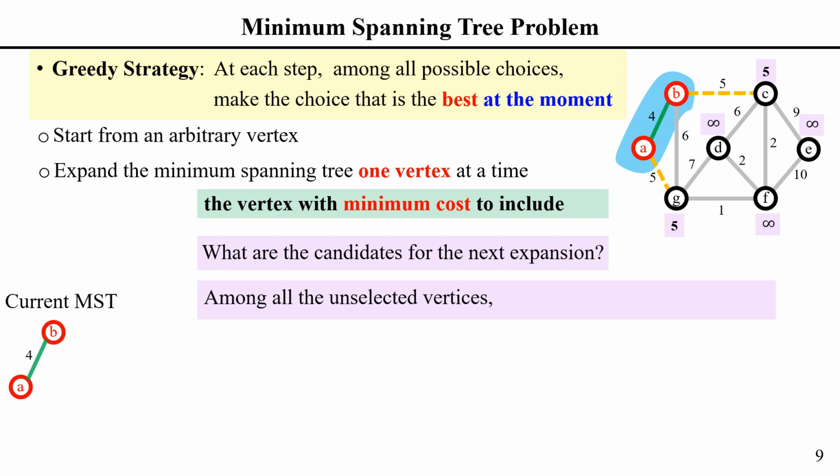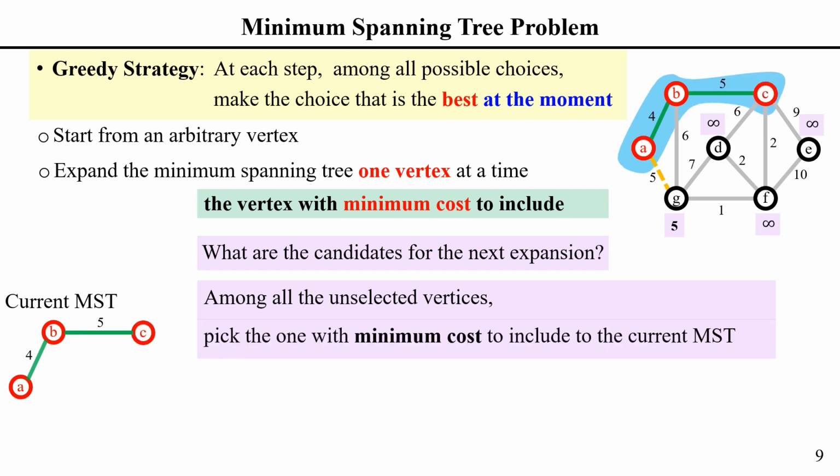So for now, let's break the tie by alphabetic order. So we expand to C. Now the current minimum spanning tree has AB and BC. After class, you can try the other choice of the tie and see if the tree you get there has the same weight as the tree we get here.